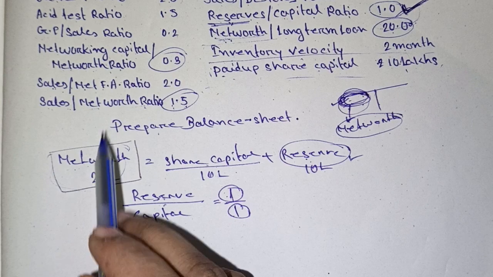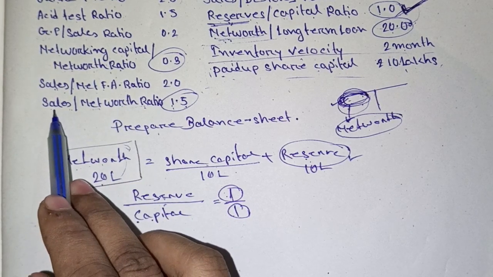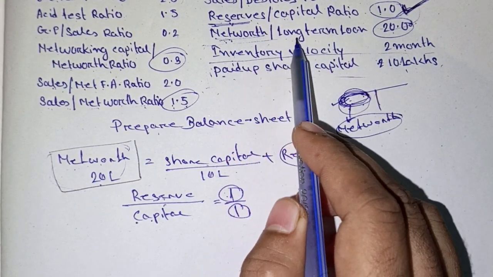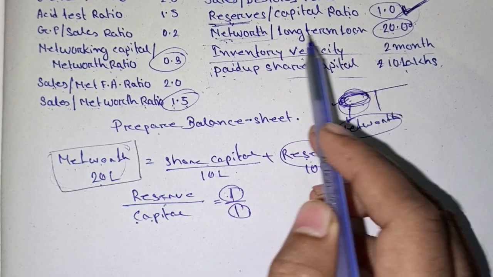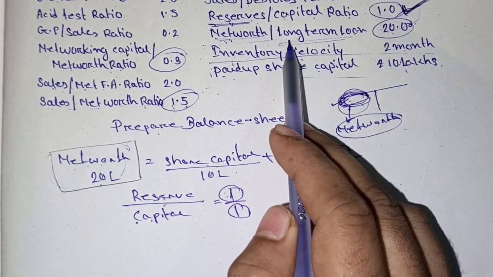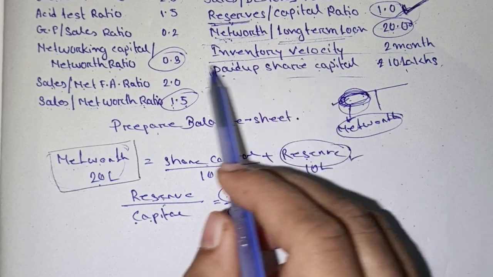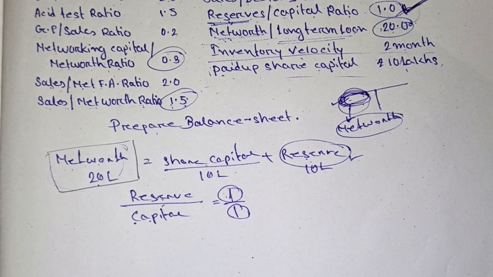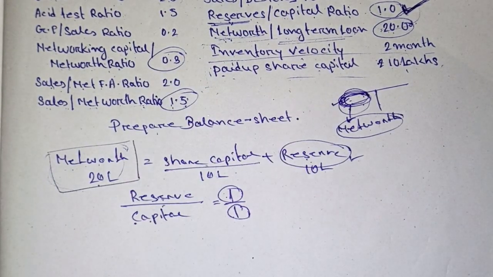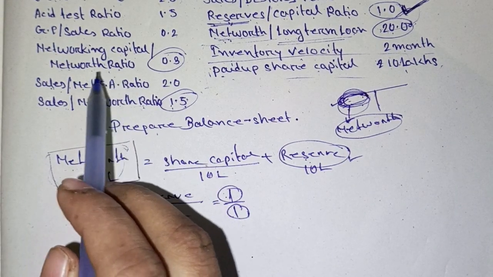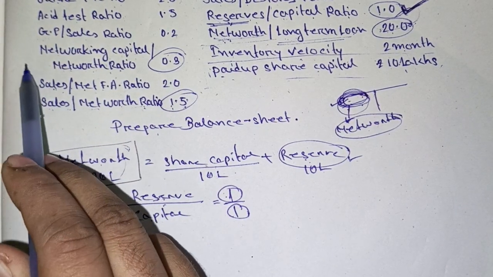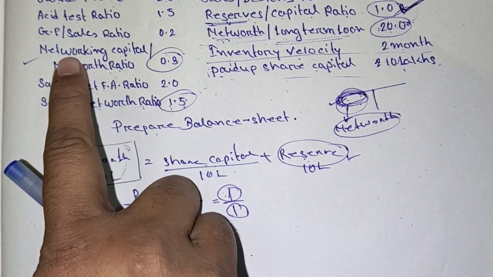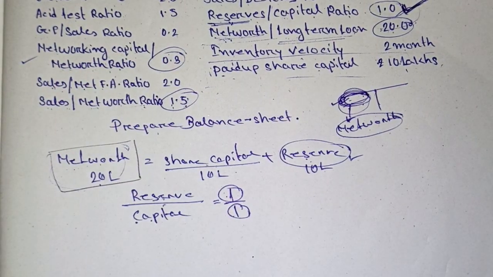Here we also know the net worth and we can find the sales. And you can see net worth divided by long term loan. Okay, we know the net worth and we can find the long term loan. So you have these three choices, and you can follow any one. Okay, so I am going to solve net working capital divided by net worth.